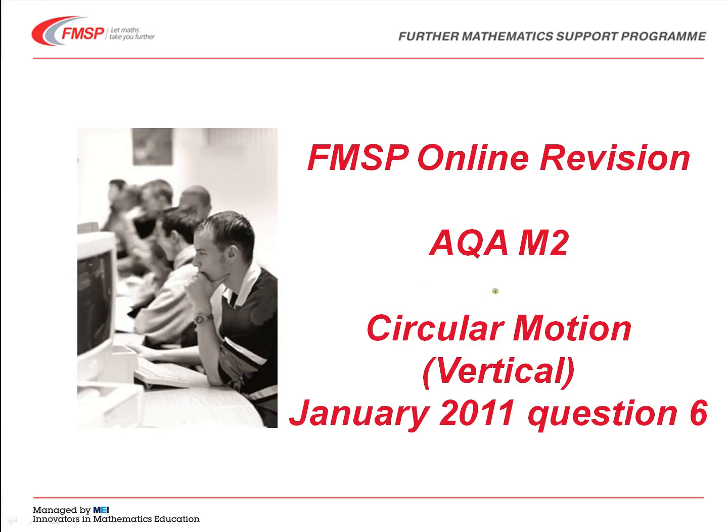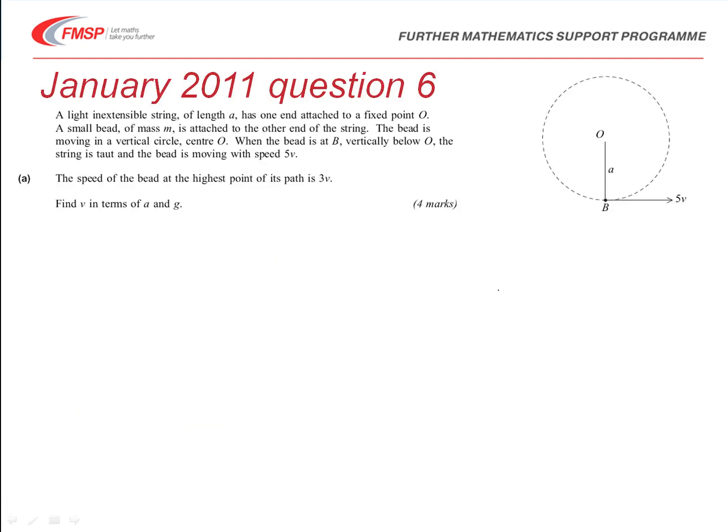Well, welcome to this online revision session for AQA M2, in which we'll be looking at the January 2011 question 6 on circular motion in a vertical plane. So in this question we have a light inextensible string of length a fixed at O with a small bead of mass m attached to it. And the bead is moving around this vertical circle, and initially at B its speed is 5v.